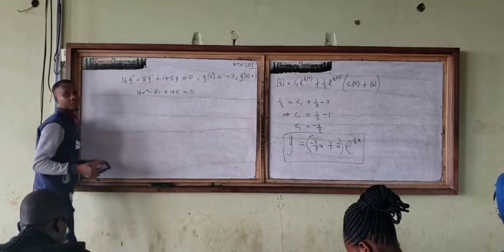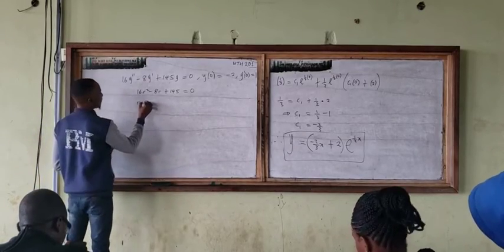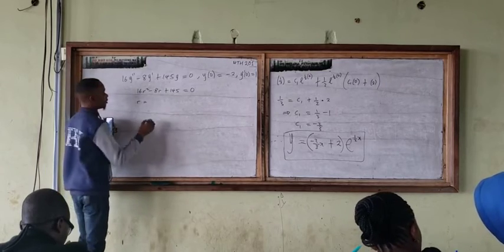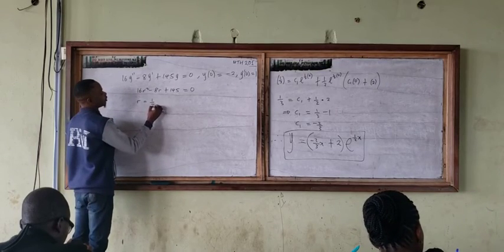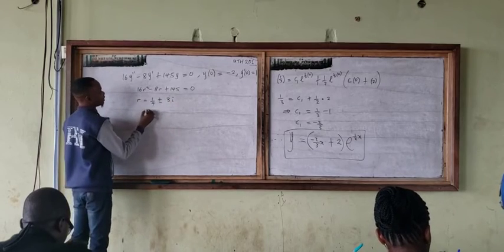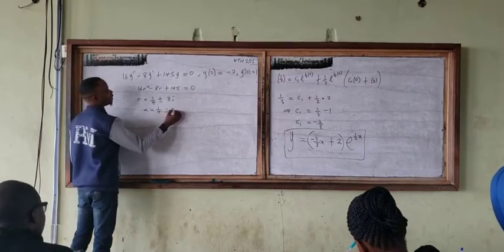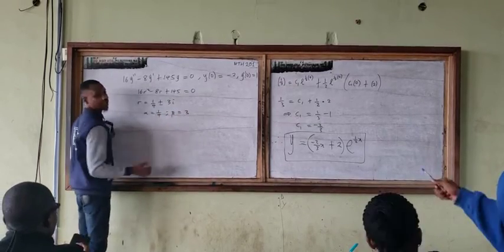So what does that give you when you solve with your calculator, please? 1 over 4 plus or minus 3i. That means in this case our alpha is equal to 1 over 4 and our beta is equal to 3. Is that clear?